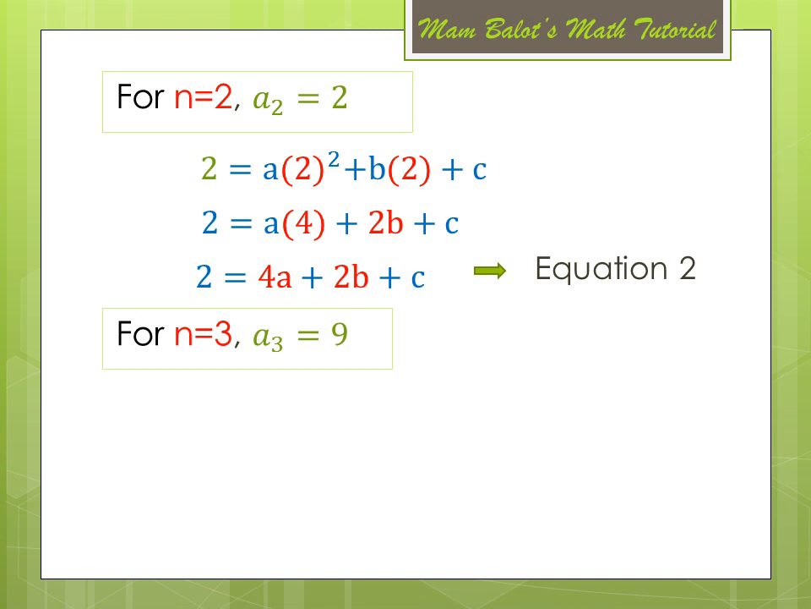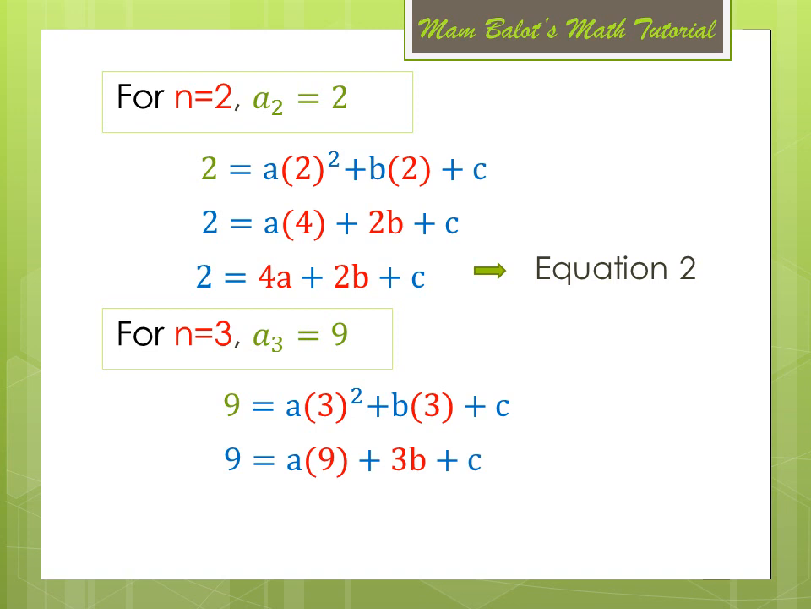So the last equation is for n is equal to 3, and a sub 3 is equal to 9. So we have here 9 is equal to a times 3 squared plus b times 3 plus c. 3 squared is equal to 9, so we have there a times 9. And then b times 3 is equal to 3b, then a times 9 is equal to 9a. So therefore, our equation number 3 is 9 is equal to 9a plus 3b plus c.